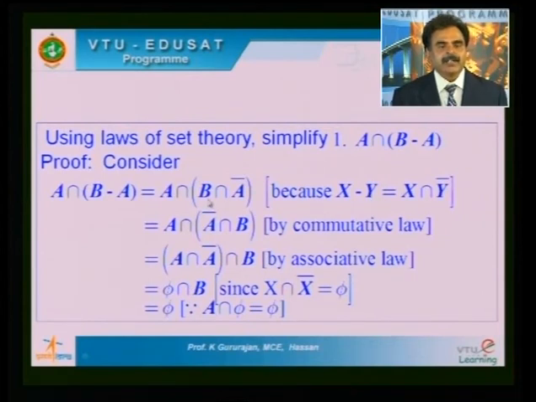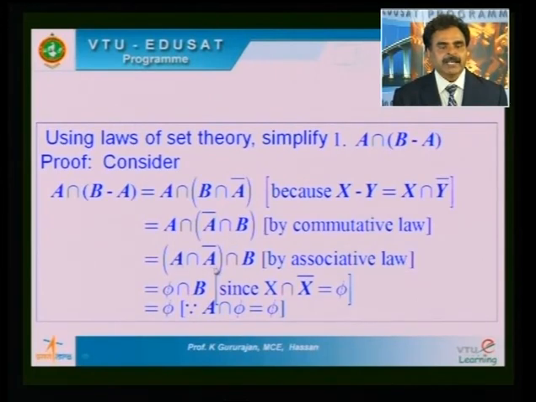Okay. Now, what have I done? I know that the commutative law always holds good. A intersection B is the same as B intersection A; I just reverse these two. This is by the commutative law. Then, since throughout I have the intersection operator, I can modify it as A intersection A complement intersection B. This is by the associative law, which holds good with respect to the intersection operator.